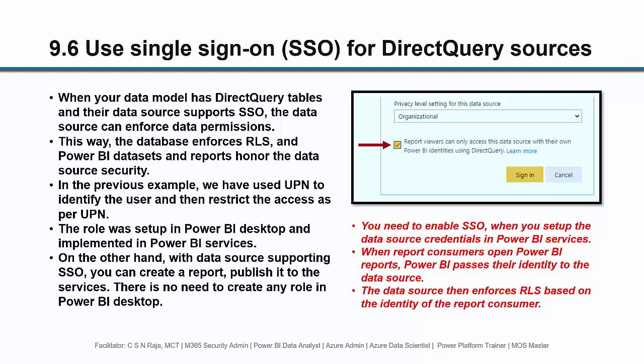When your data model has direct query tables and the data source supports SSO, the data source can enforce data permissions. This way, the database enforces RLS and Power BI data sets and reports honor the data source security. In the previous example, we have used UPN to identify the user and then restrict the access as per UPN. The role was set up in Power BI desktop and implemented in Power BI services. On the other hand, with a data source supporting SSO, you can create a report and publish it to the services. There is no need to create any role in Power BI desktop.